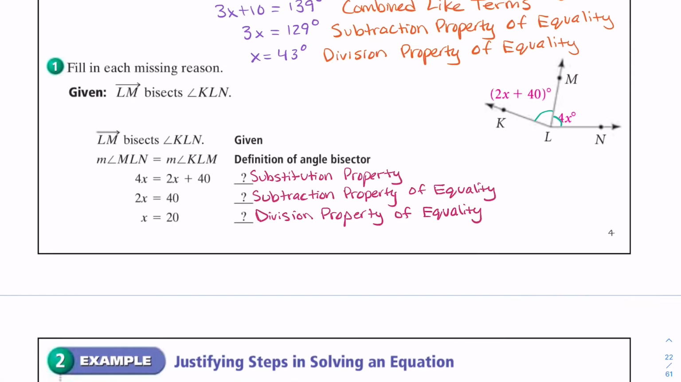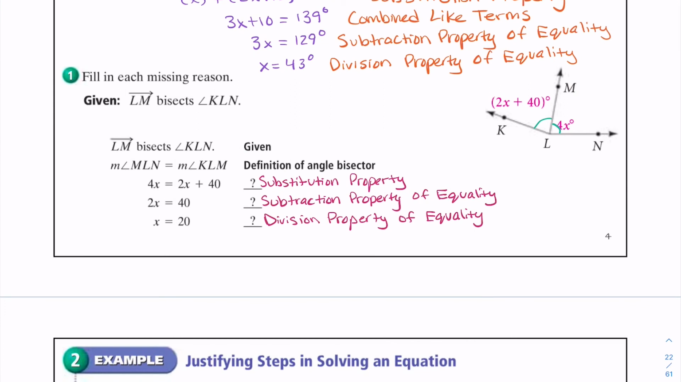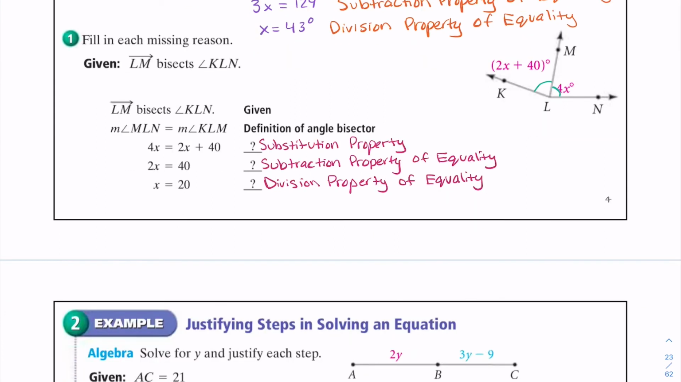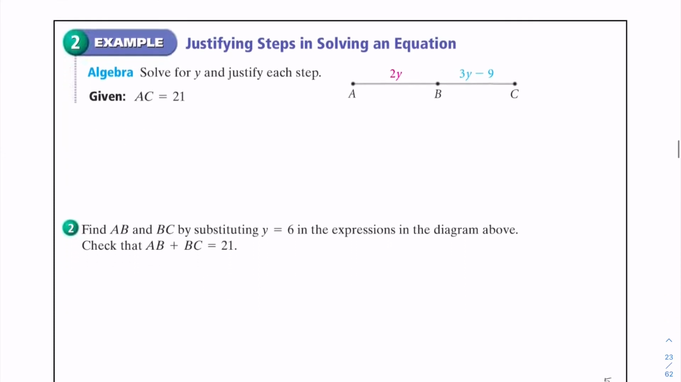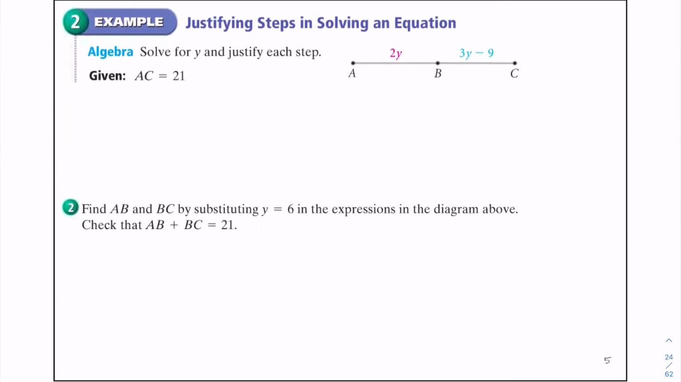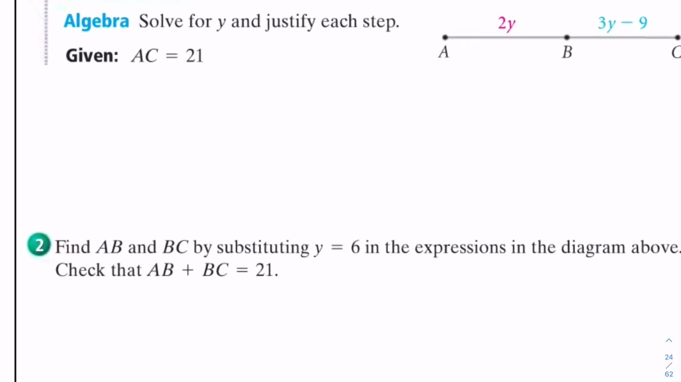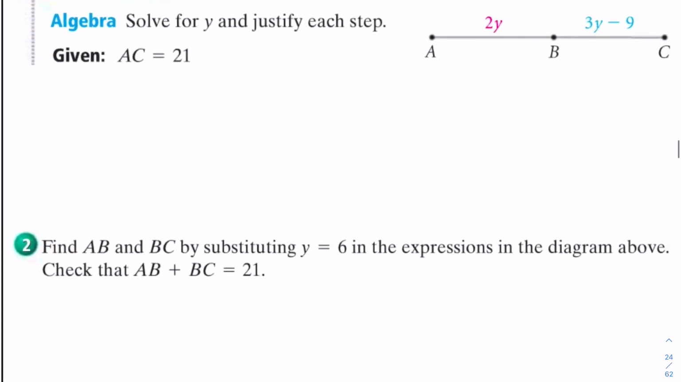All right. And that is our second proof. So our next problem is justifying steps in solving an equation, including, in this specific example, a line segment AC that has AB and BC as pieces of it. So the first thing I'm going to do is make a statement that AB plus segment BC is equal to segment AC.